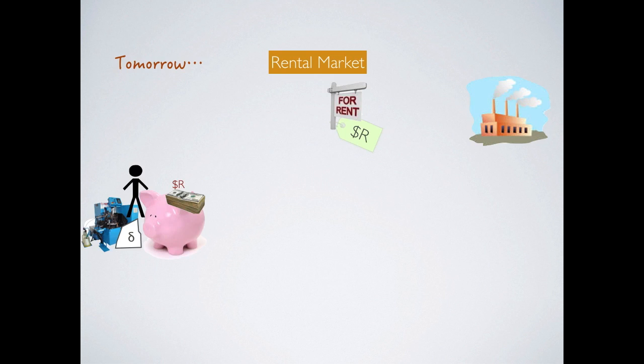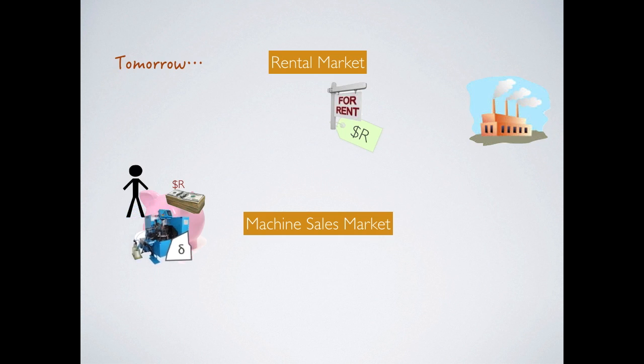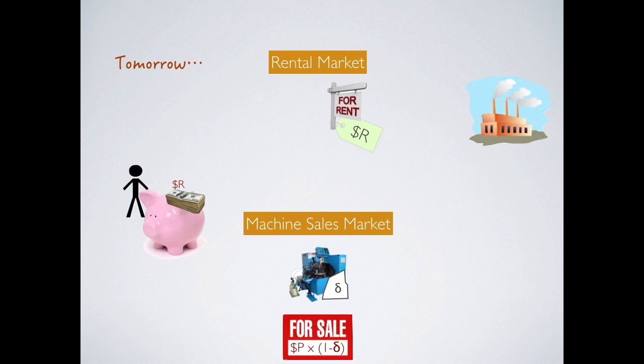And what the household can do for consumption from this depreciated machine is to sell it in the machine sales market. So what the household can do further would be to put this depreciated machine to the machine sales market, and the sales price here would be P times 1 minus delta, because now the unit of machine you are selling is not one unit, it's 1 minus delta unit. Therefore, the sale price will be only P times 1 minus delta.